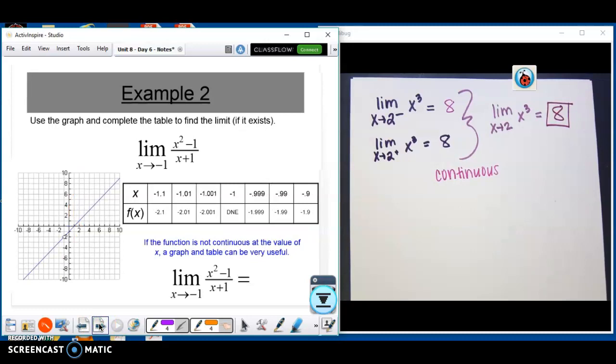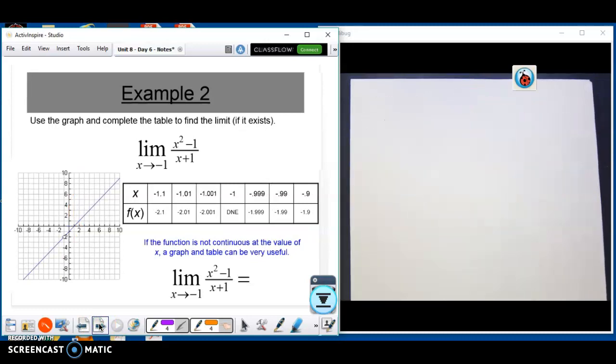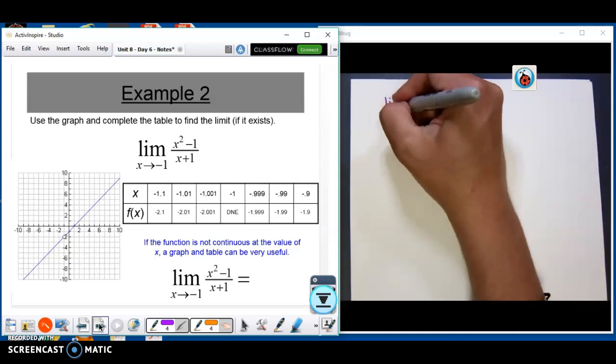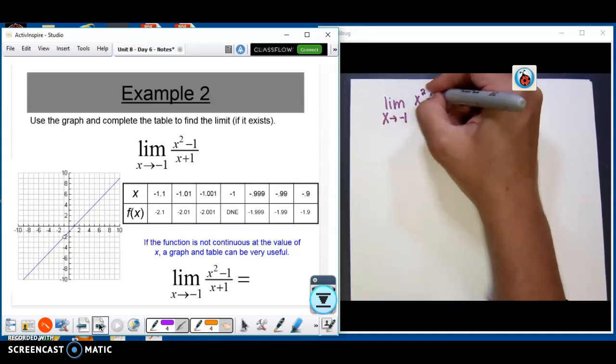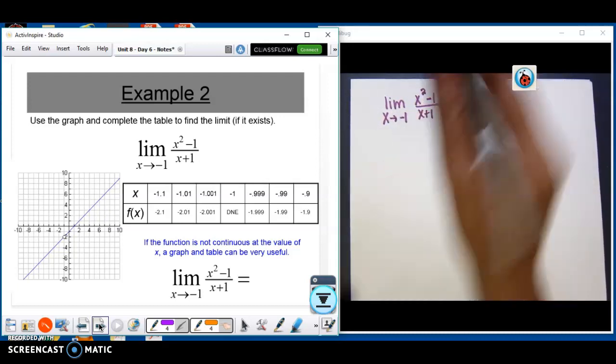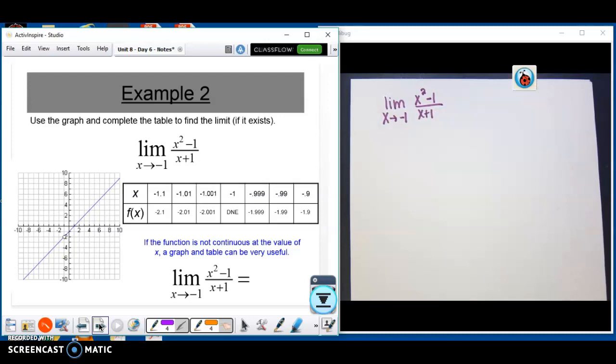So looking at example 2, so same kind of thing here. They give you the equation, they give you the graph, and they give you this table. So we're going to look at the limit as x approaches -1 of x squared minus 1 over x plus 1. Okay, and I'll explain the table at the end. So looking at the graph here, we're doing as we approach -1. So we're looking at this little area right here.